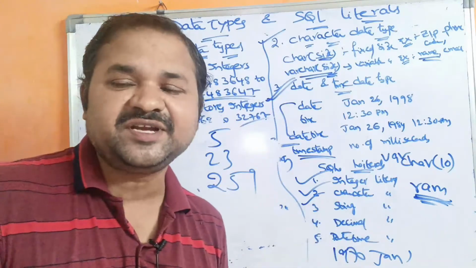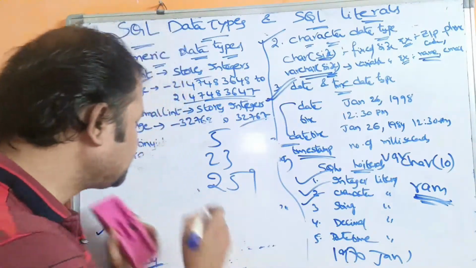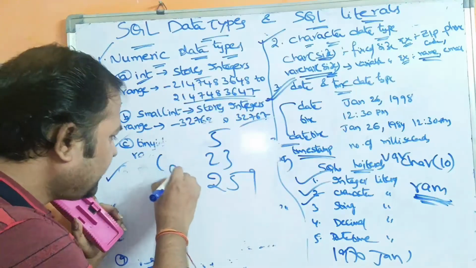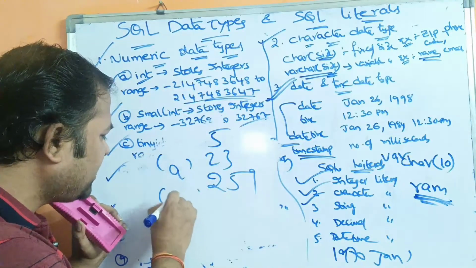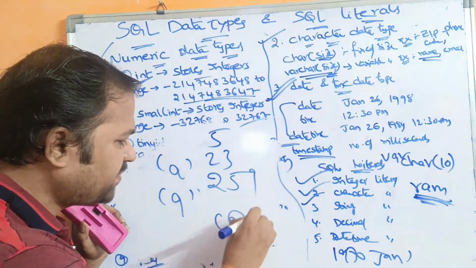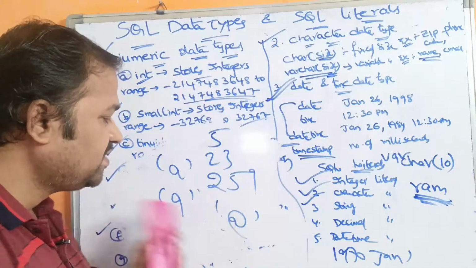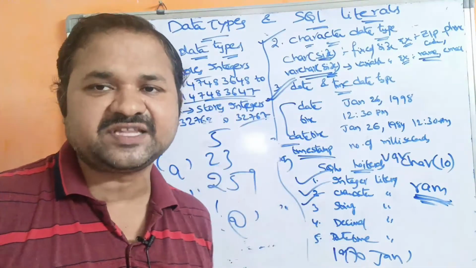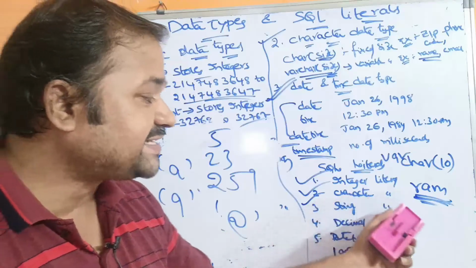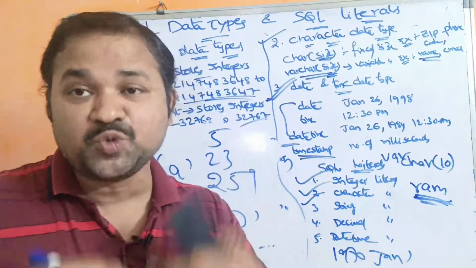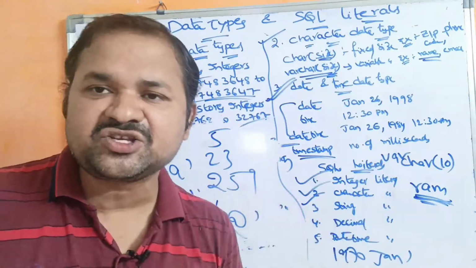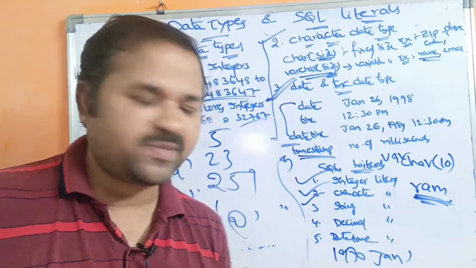Next, character literal means a single character which is enclosed in single quotation. It may be either an alphabet, or a digit, or a symbol. Here the at the rate is a symbol. We have to enclose a single character within the single quotation. And the next one is string literal. String literal means a group of characters which may be enclosed in either single quotation or double quotations.